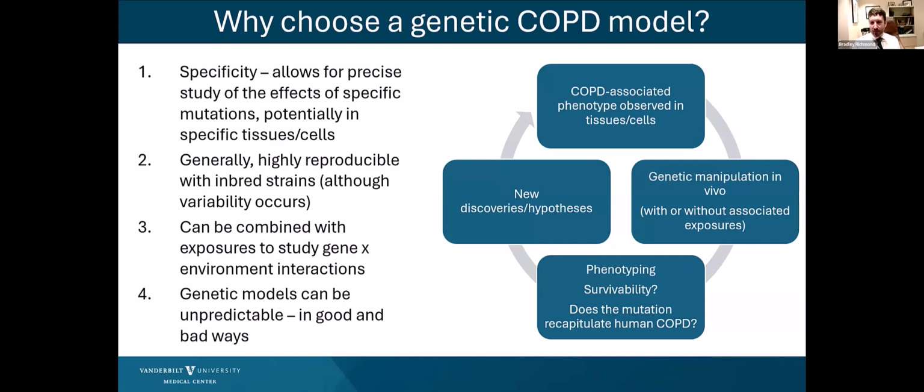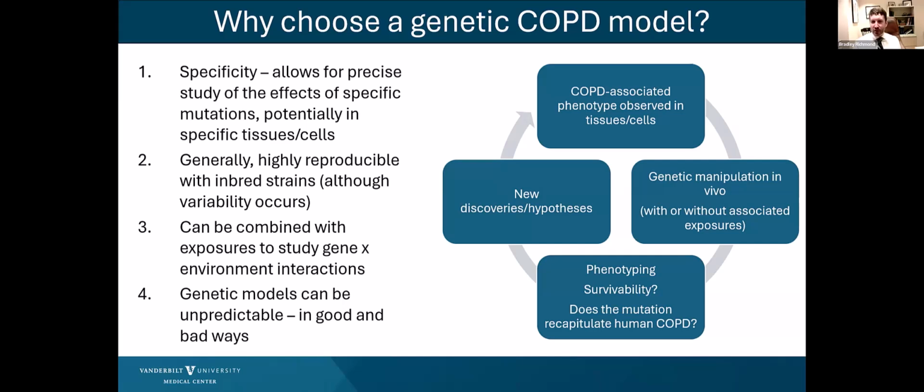Generally, the results are highly reproducible with modern inbred strains, although there is important extrachromosomal variability with things like the microbiome or particular pathogens that may get in a mouse colony. You can certainly combine genetic models with various exposures. We've used cigarette smoke. We've used non-typable Haemophilus influenzae challenge. So there's nothing that precludes you from looking at gene by environment interactions. And I think the last thing is that genetic models are fun because they're unpredictable in both good and bad ways. And I'll highlight that in a bit here.